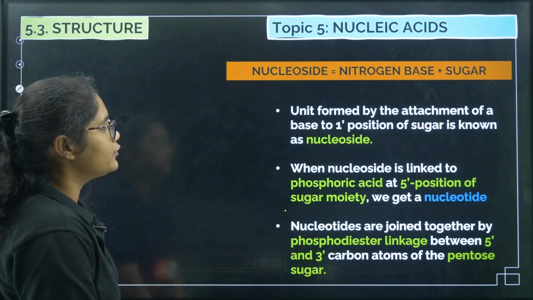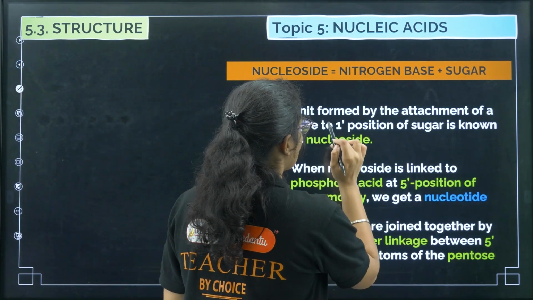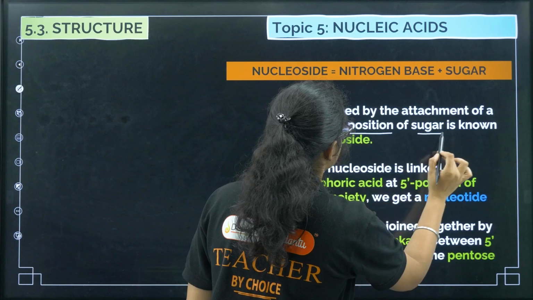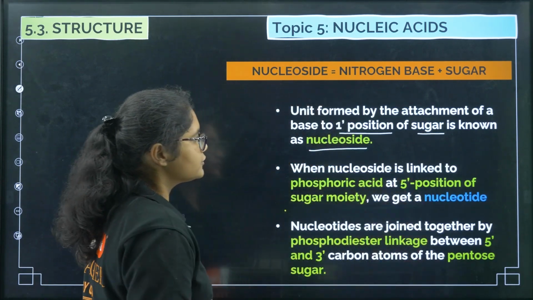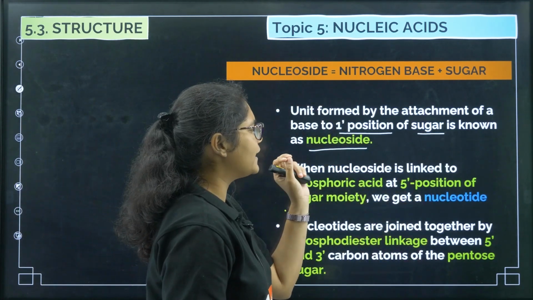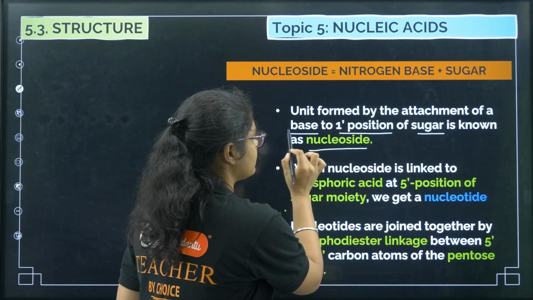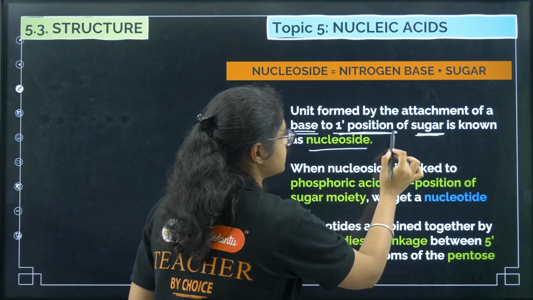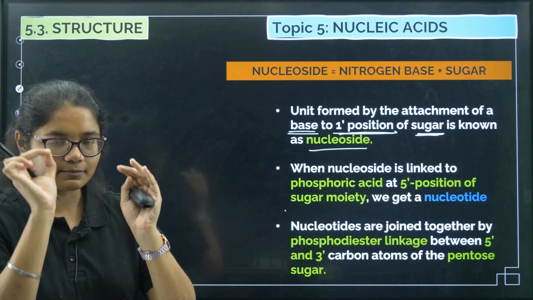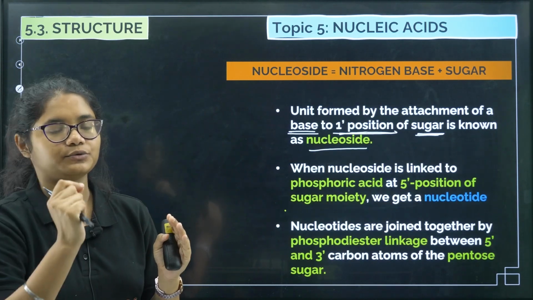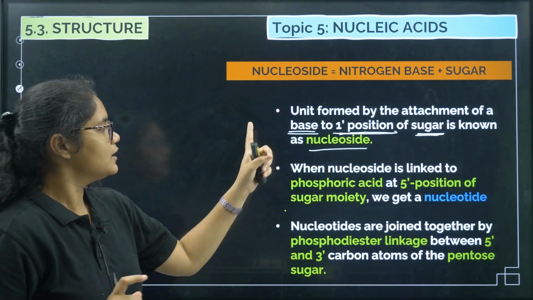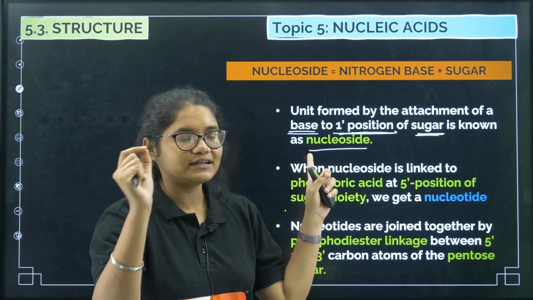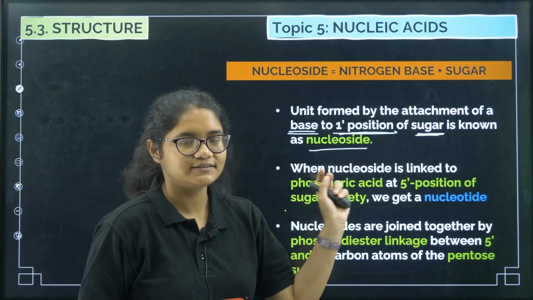Now let us see the next part. The unit formed by the attachment of a base to the 1' position of sugar is known as nucleoside. That means attachment of the nitrogenous base to the sugar, at the 1 position. The carbons in the sugar are named 1', 2', 3' and 4'. So the base is attached to the 1' carbon of the sugar, and that is called a nucleoside.